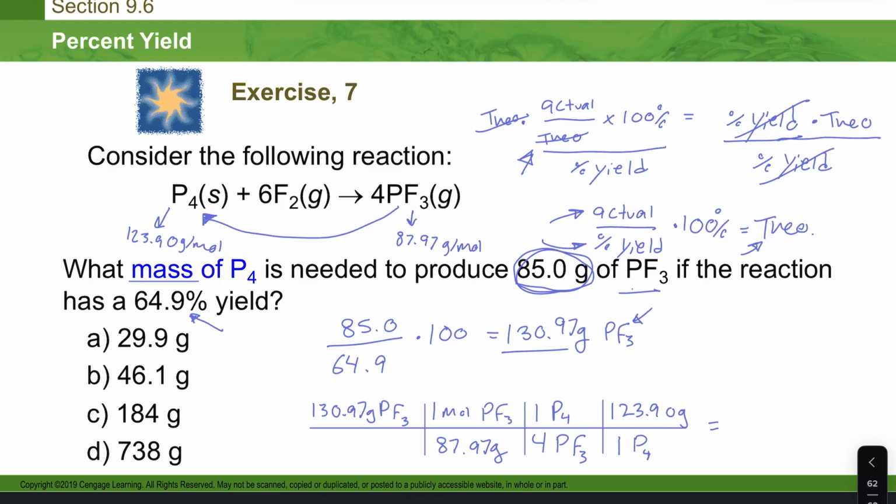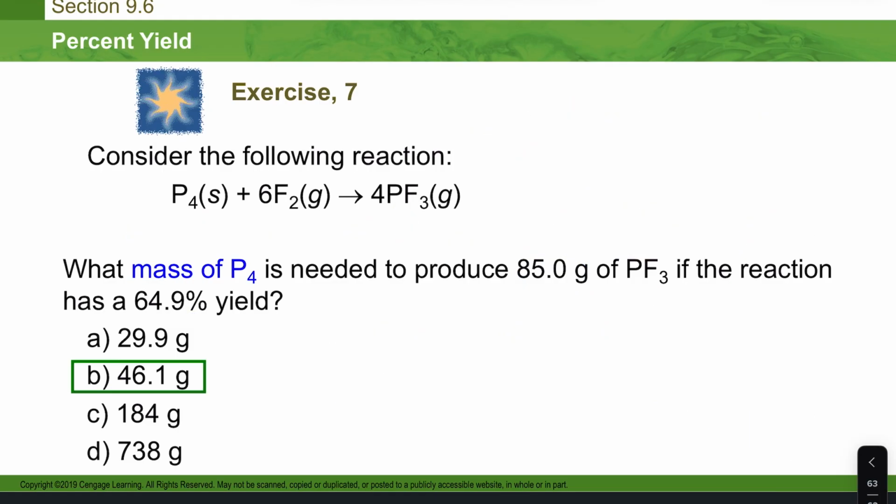All we need to do is multiply the top, divide by the bottom. 130.97 times 123.90, divide that by 87.97 times 4. We end up with 46.12. For sig figs, we can round that to 46.1 grams of P4. And that should be our answer.